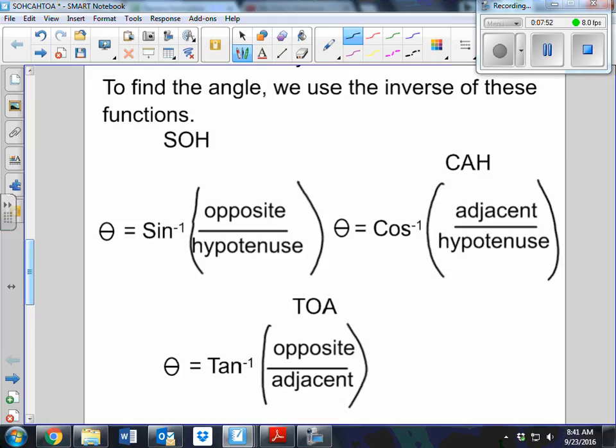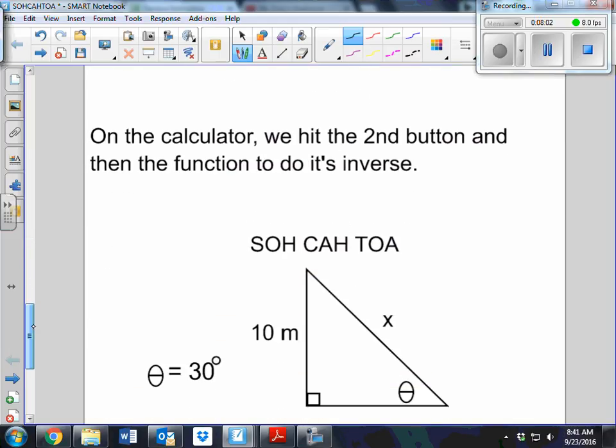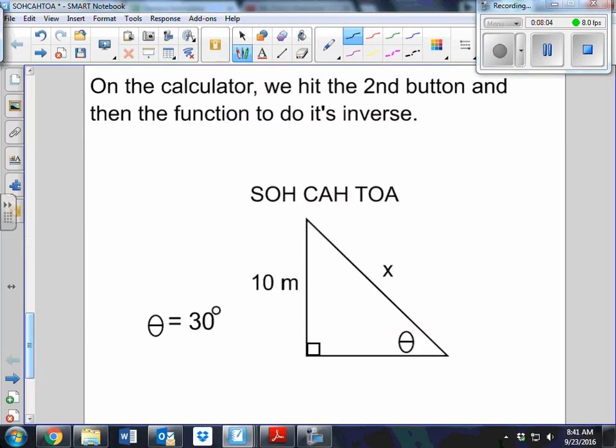So once again, to find the angle, we look to see what sides we have, and then we look to see, okay, what function do I want to use? At this point, it might seem confusing, but you'll get used to it, because it's just a matter of looking to see what I have and then plugging it into the calculator. So on the calculator, we hit the second button, and then the function should do its inverse.